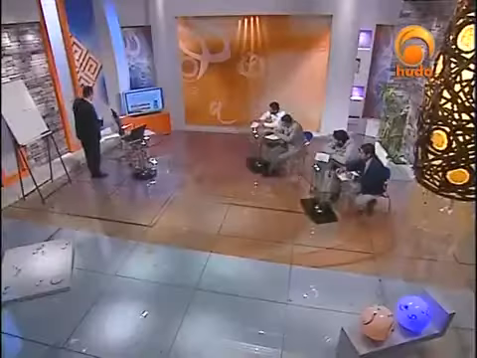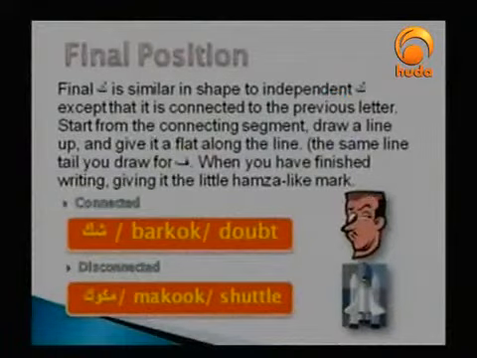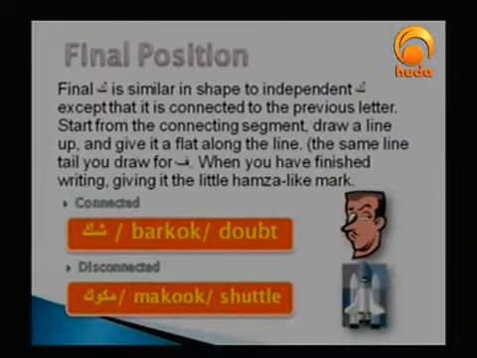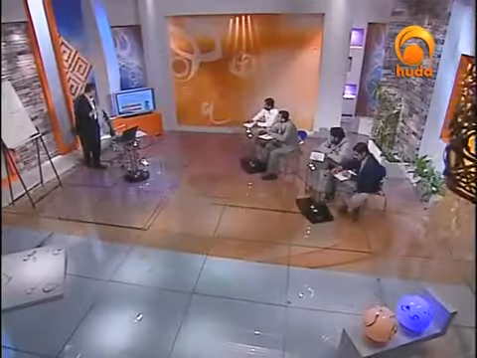Okay. So this is about Ka. When it comes in medial position, it's always connected. Let me move on here to Ka when it comes in final position. Final Ka is similar in shape to independent Ka, except that it's connected to the previous letter. Start from the connecting segment. Draw the line up and give it a flat along the line, the same line tail you draw for Fa. When you have finished writing, give it the little Hamza-like mark.